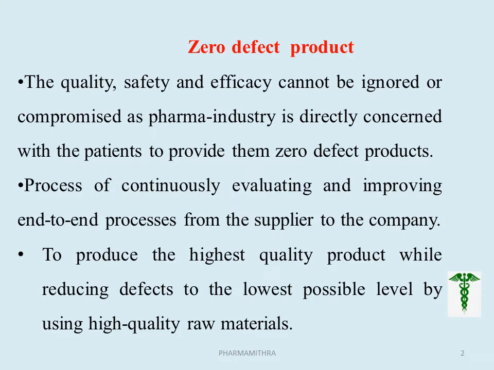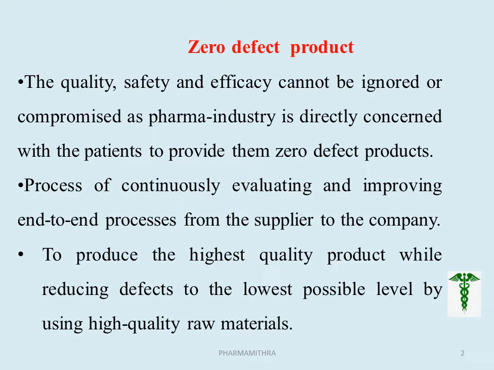So, the first term is zero defect product. Zero defect product is a term related to quality, safety, and efficacy. If we ignore any of these, we cannot compromise in the pharma industry. This is a concept relating to the patient: the product, with quality, safety, and efficacy without compromising these three, is what we are supposed to give to our patients.